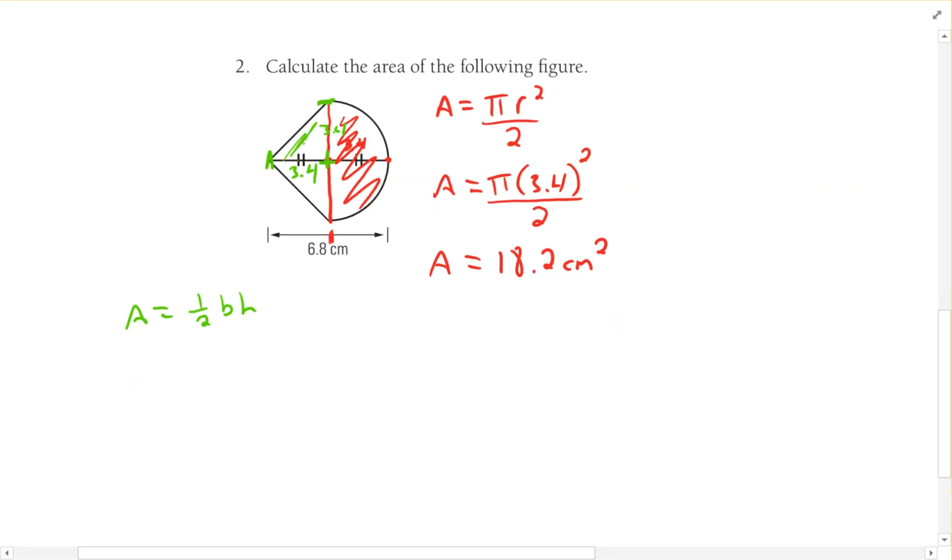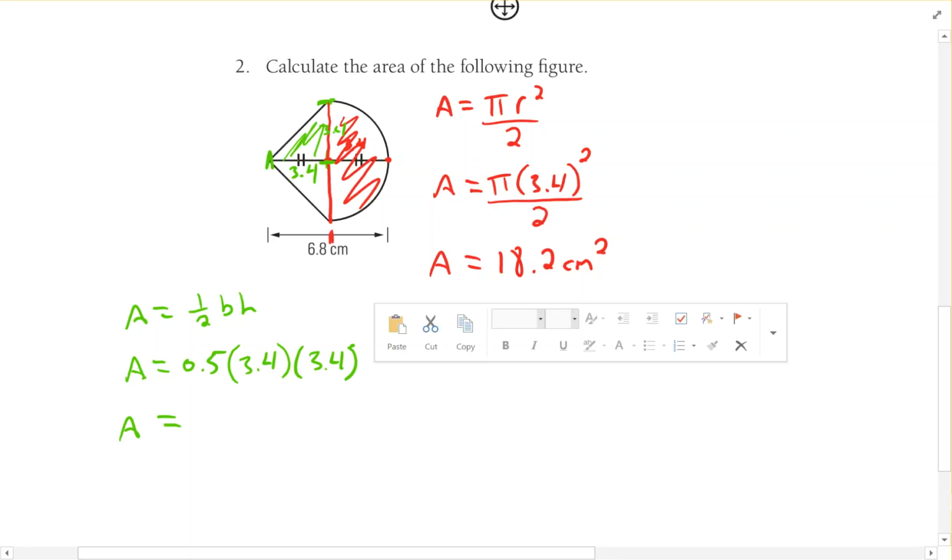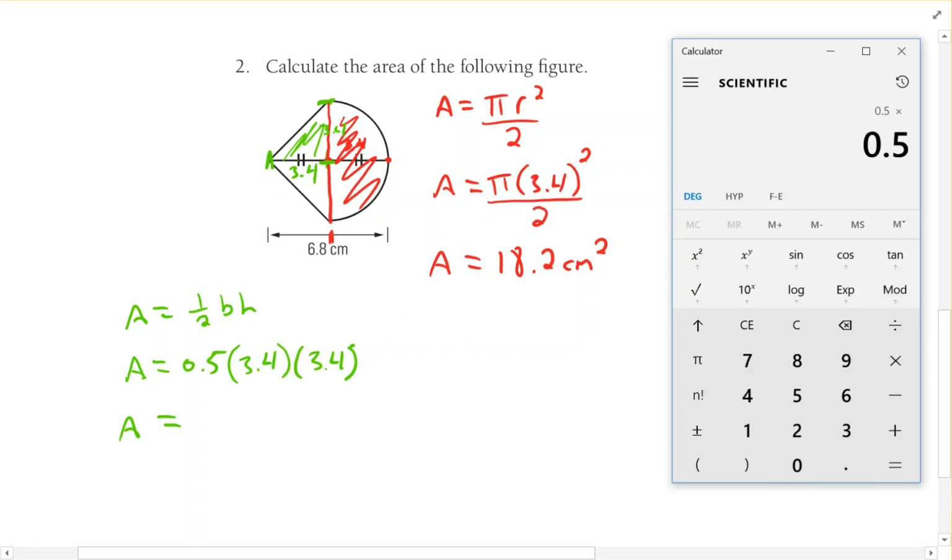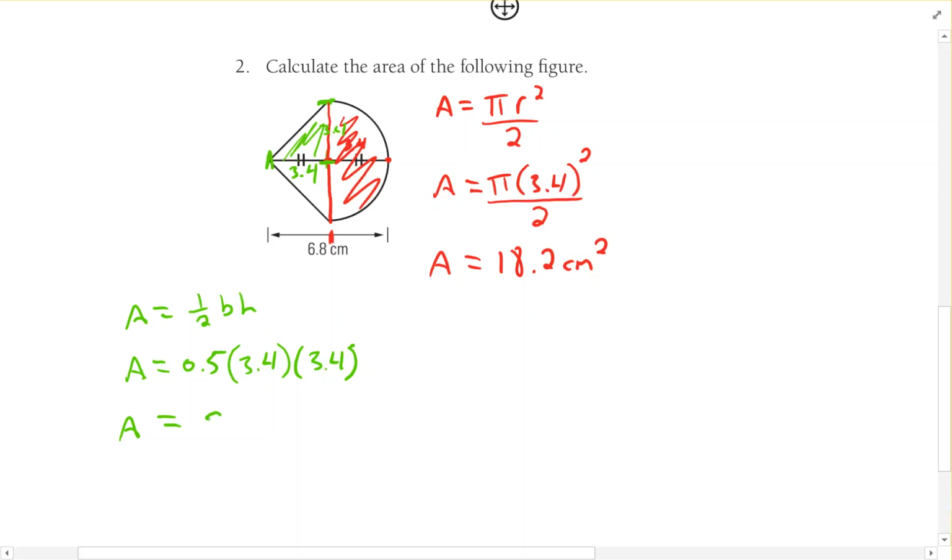So if I want to figure out the surface area of just one of these triangles, that's going to be 1/2. I'm going to write that as 0.5. My base, doesn't really matter which one I call my base, they're both the same, 3.4. And then my height would be 3.4. Okay, so the area of one of these is going to be 0.5 times 3.4 times 3.4 equals 5.7, or 5.8 even, let's see. So 5.8. Okay, but that was the surface area for just one of those triangles, right?